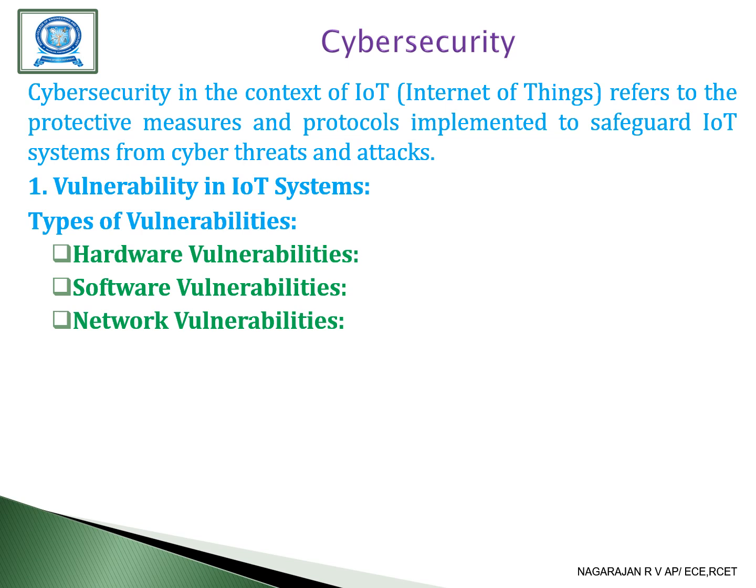Next type is network vulnerabilities. These include weaknesses in the communication protocols and network infrastructure used by IoT devices such as unsecured Wi-Fi connections or lack of network segmentation. For example, unencrypted data transmission over public Wi-Fi networks, exposing sensitive patient data to eavesdropping.